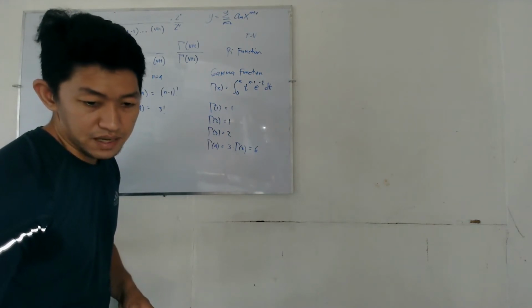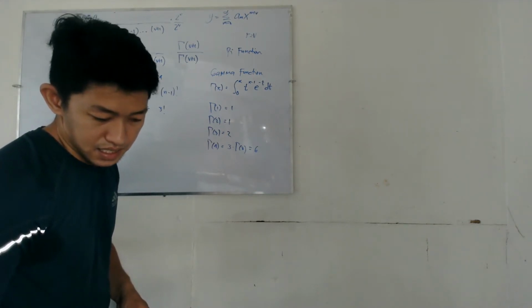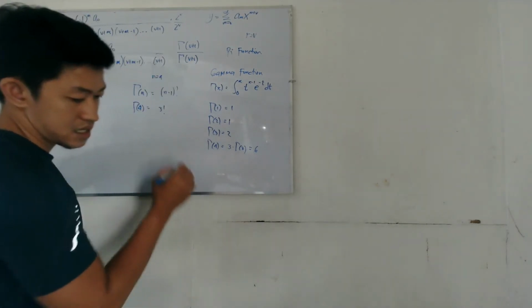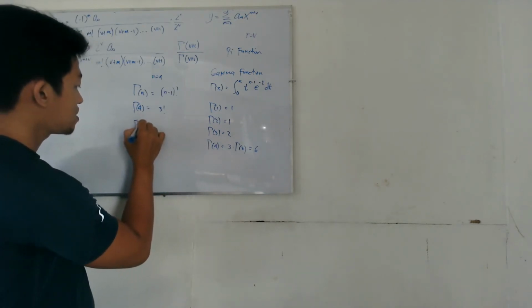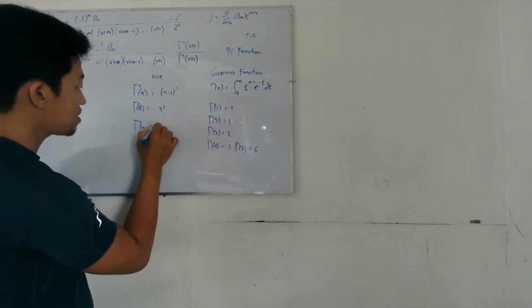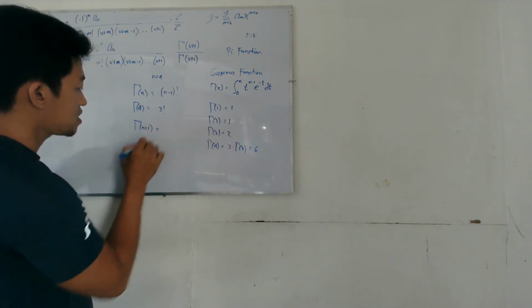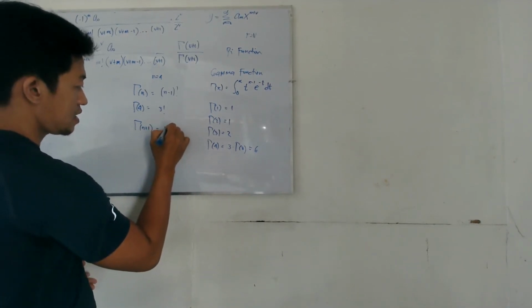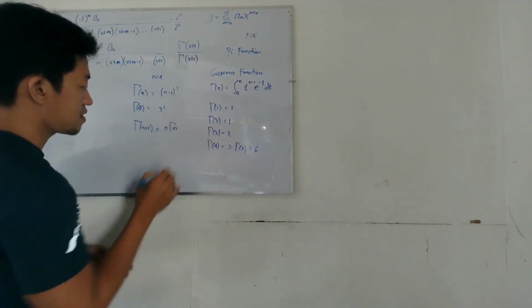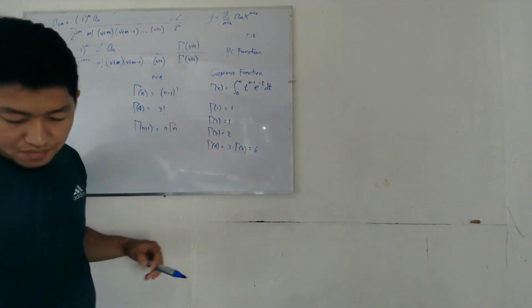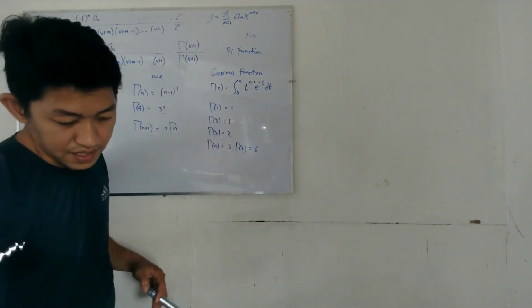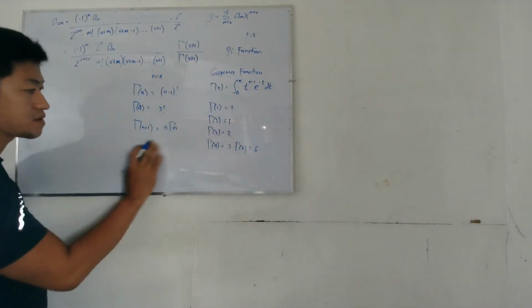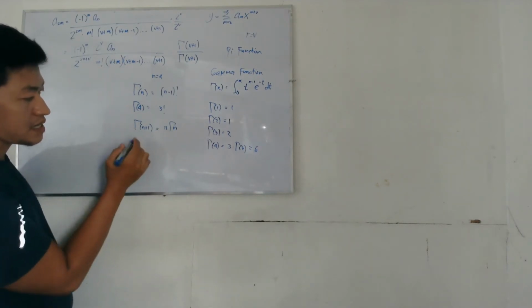Or if we don't want to involve the factorial, gamma of n plus 1 is equal to n gamma of n. Okay? N gamma of n. So meaning you subtract 1.